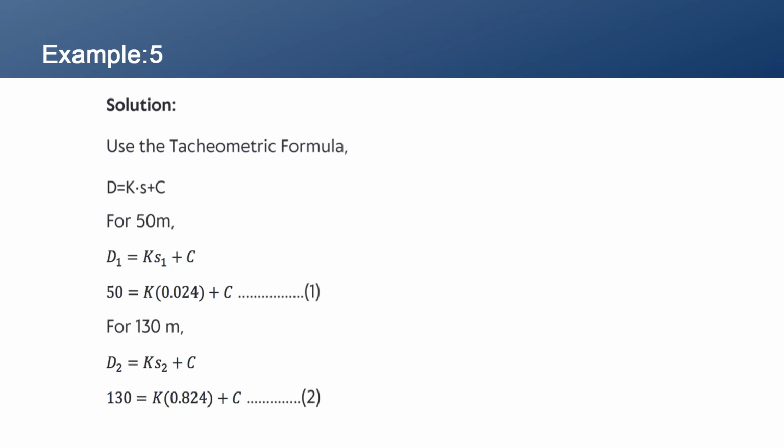The solution is use the tacheometric formula D is equal to Ks plus C. So, for 50 meter D1 is equal to Ks1 plus C. So, 50 is equal to K into 0.024 plus C, that is the equation 1. And for 130 meter D2 is equal to Ks2 plus C, that is 130 is equal to K into 0.824 plus C, that is equation 2.